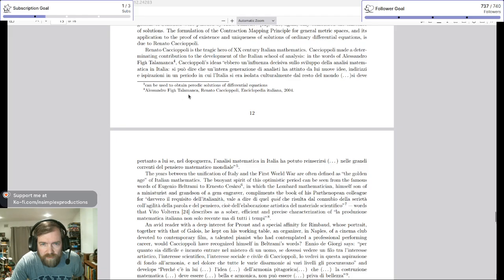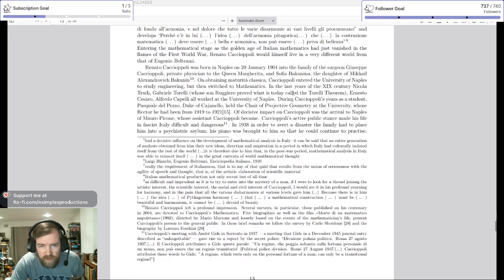Encyclopedia Italiana, 2004. Had a decisive influence on the development of mathematical analysis in Italy. It can be said that an entire generation of analysts obtained from him their new ideas, direction, and inspiration in a period in which Italy had culturally isolated itself from the rest of the world. It is therefore due to him that in the post-war period, mathematical analysis in Italy was able to reinsert itself in the great currents of world mathematical thought.